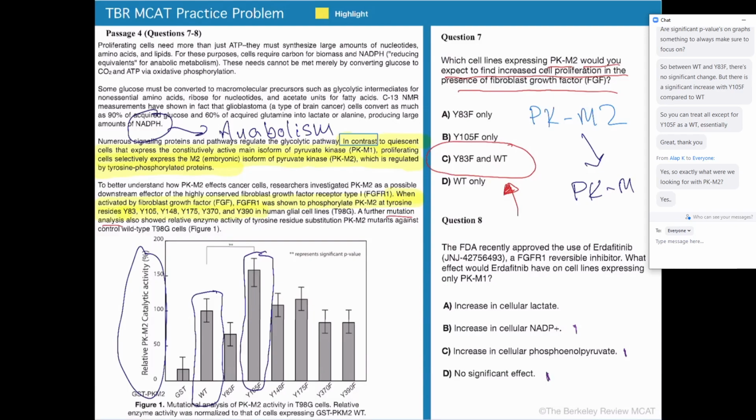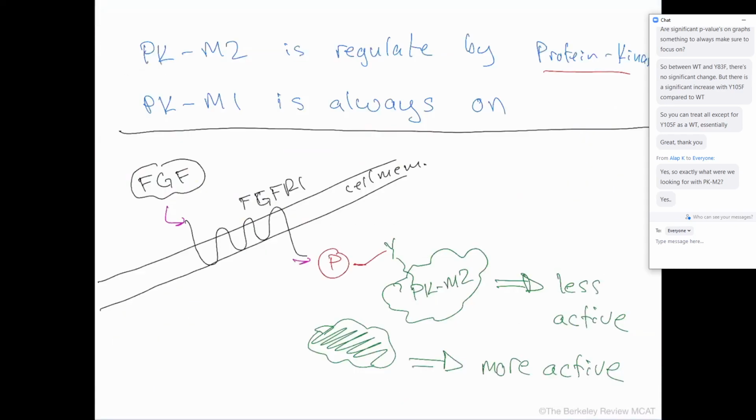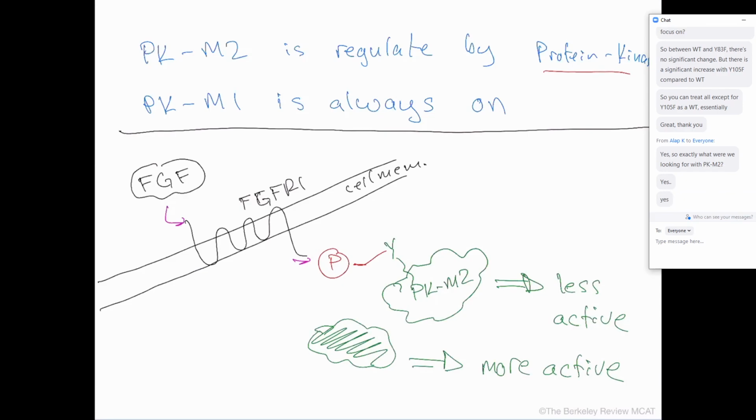Right, let's go back to this. This is what you're looking for. You need to understand that if PKM2 is phosphorylated, it can be regulated, so you can actually turn it down. You can make it so it doesn't turn PEP into pyruvate. And so if you take away its ability to be phosphorylated, now all of a sudden it's continuously on, which is similar to PKM1.